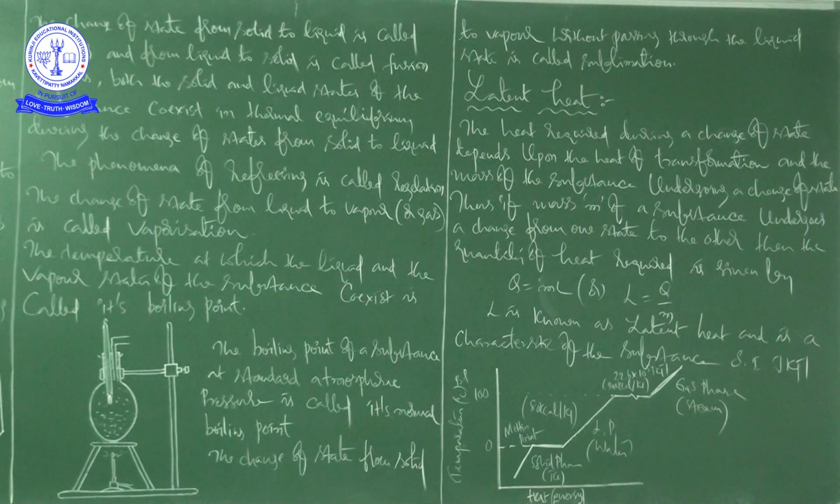That is what I didn't write here, but because of having three states, solid, liquid, gaseous, we have two quantities. One is latent heat of fusion, another one is latent heat of vaporization. And the mathematical formula you can write for latent heat as L is equal to Q by M. L is known as latent heat and is a characteristic of the substance, and the SI unit is joule per kg.